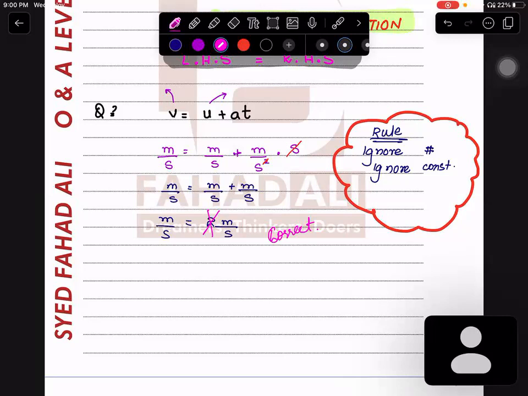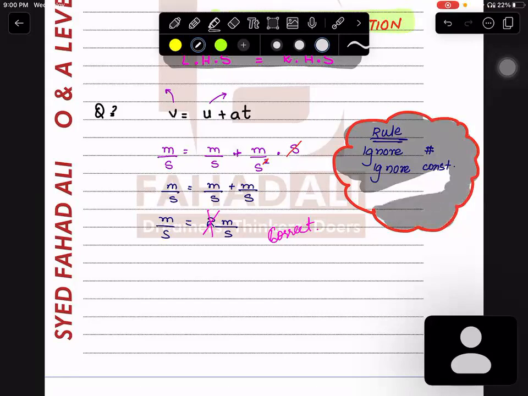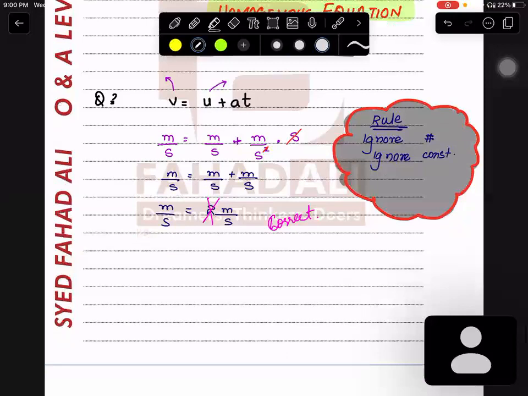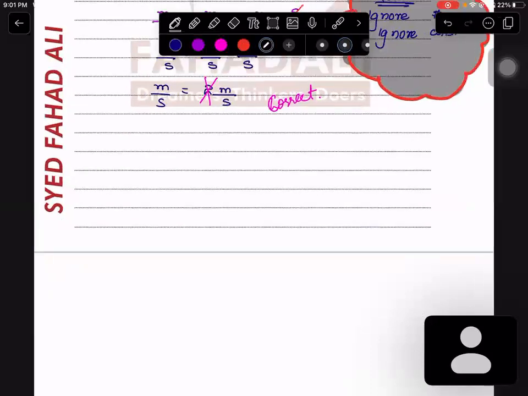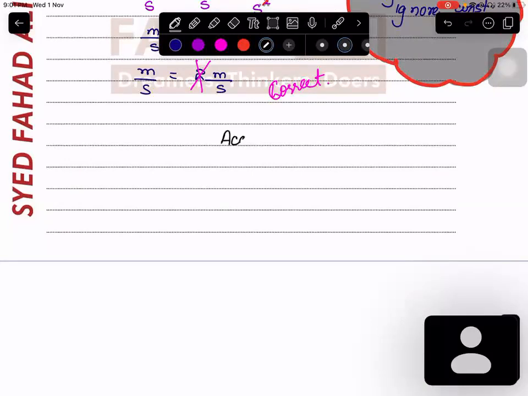Okay, now next heading is... Is it clear up to here, dear? Musaf and Aiza? Yes sir, clear. Okay. Now the next quantity which we will be studying is accuracy, precision, and error.